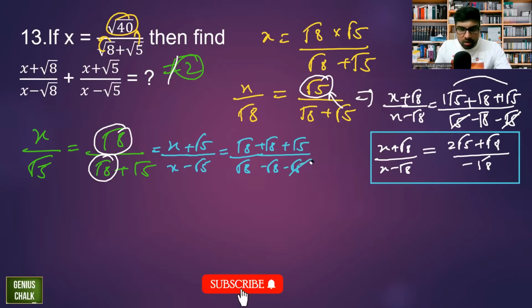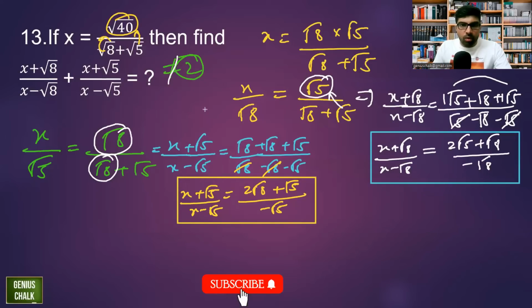Now in this case, you can see that this is 2 root 8 plus root 5. This is minus of root 5. So X plus root 5 by X minus root 5. This is actually equal to this, right? Now, after adding both the equations, we'll have our answer. So let's try to add them. Let's add.